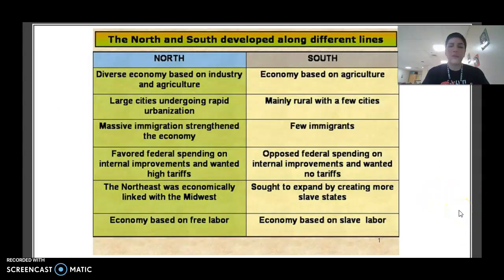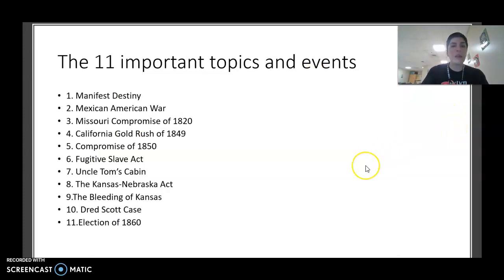The North and the South, this is the major difference between them. Once again, agriculture in the South, industry in the North. You're also seeing large cities in the North, and you're seeing a big immigration push in the North. So you have a lot of people coming from other countries to support the business that is there. In the South, you don't have a lot of cities because you have a lot of farmland because of all the agriculture work. You don't have a lot of immigrants, and they are basing their economy on slave labor, where the North is not.